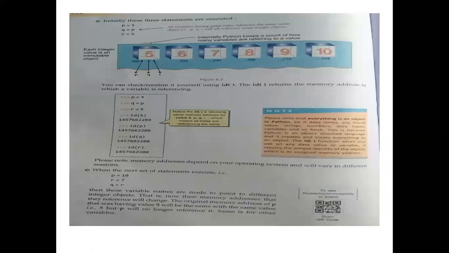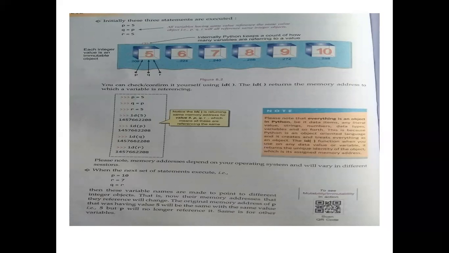So this is the thing: everything is an object in Python. Everything is an object, be it a data item, any literal value, string, number, data type, variable, and so forth. All are objects in Python because Python is a fully object-oriented programming language, and it treats everything as an object.